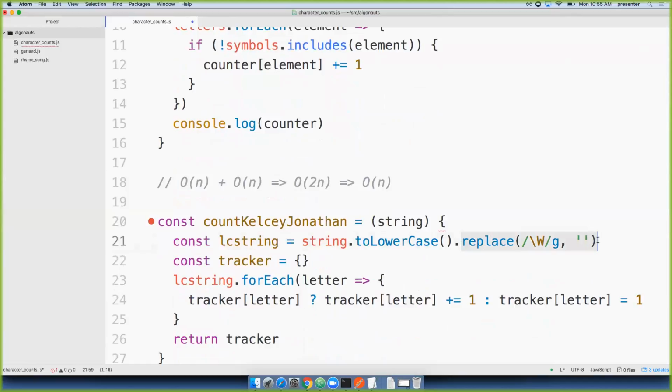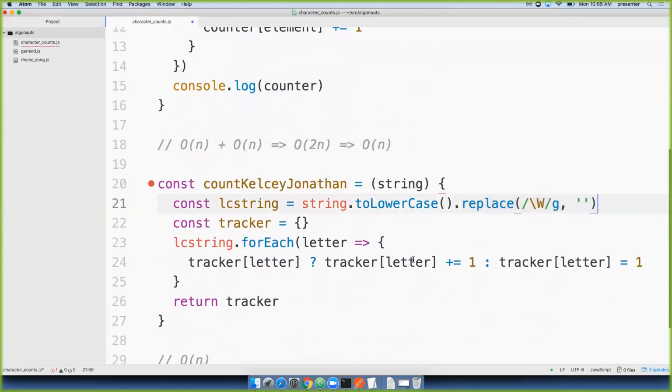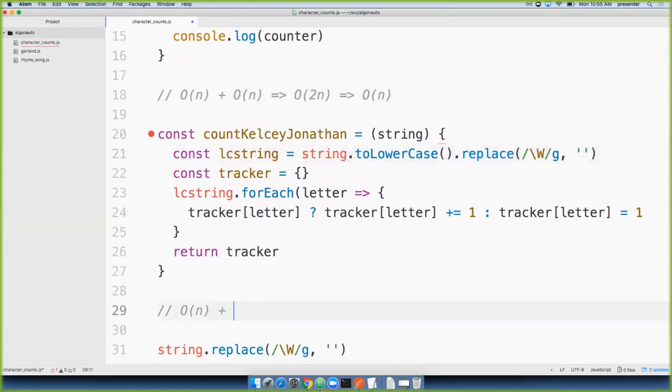This, by the way, is also O of n. It's going to take O of n to look at every character, see whether it matches, and replace it. So you could call this one O of n plus O of n also. But it reduces to O of n.